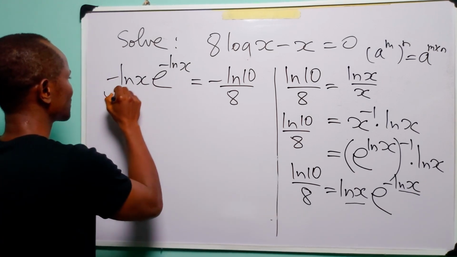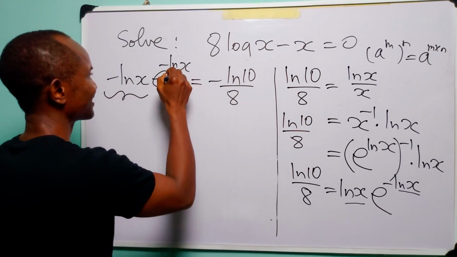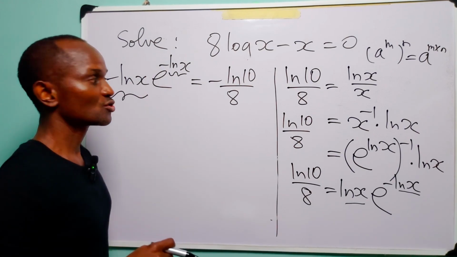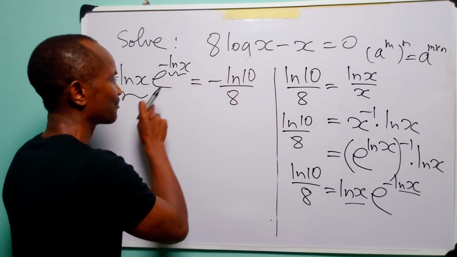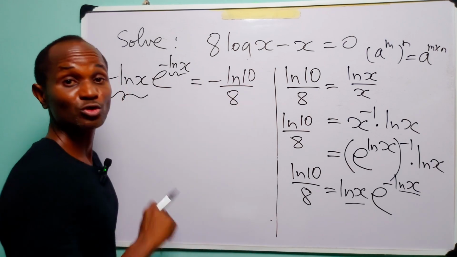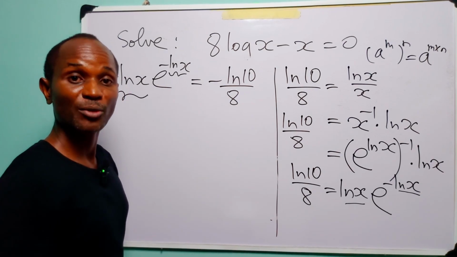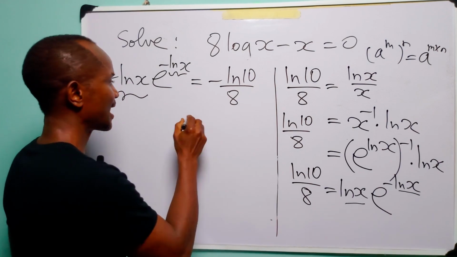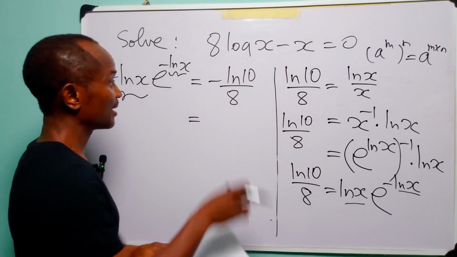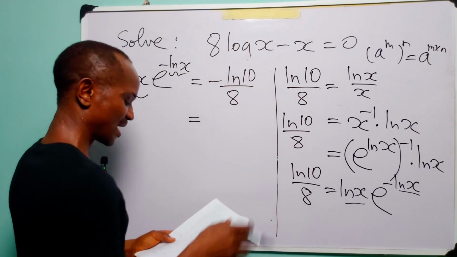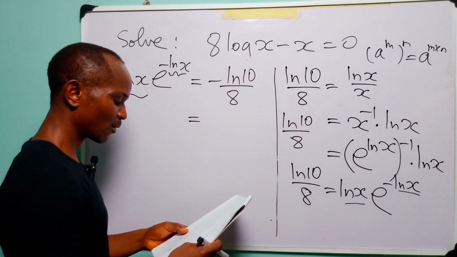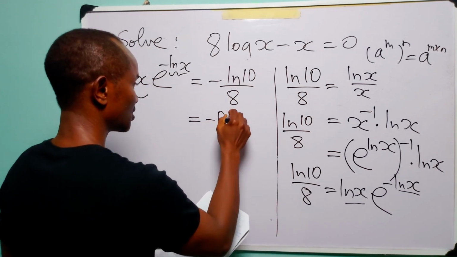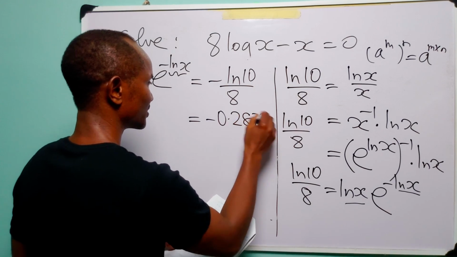Now, notice that what you have here is exactly the same as what you have in the exponent of e. So now we can comfortably apply the Lambert-W function to both sides of this equation. But before we do that, we need to use our calculator to evaluate this. And when we do that, we have that minus ln 10 divided by 8 is equal to minus 0.2878.